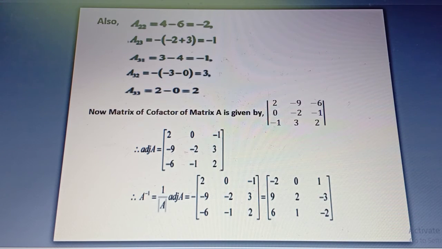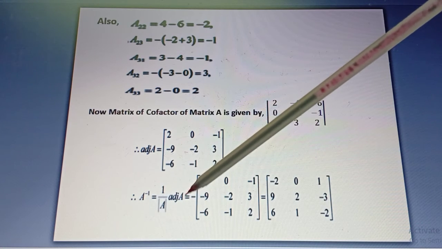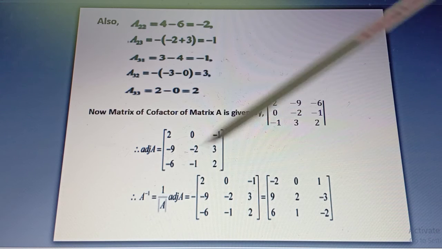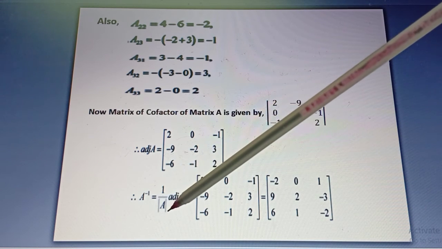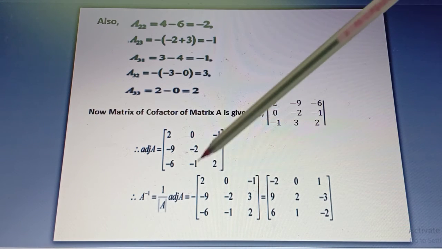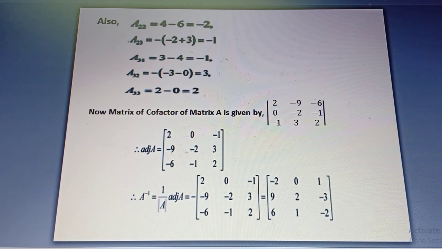And how to find the A inverse? Using the formula 1 by determinant of A into adjoint of A. So the determinant of A we have got is -1, so 1 by determinant of A is -1, so -1 into adjoint of A. After multiplying all the elements by -1, we can get the final answer. A inverse is the inverse of the given matrix.